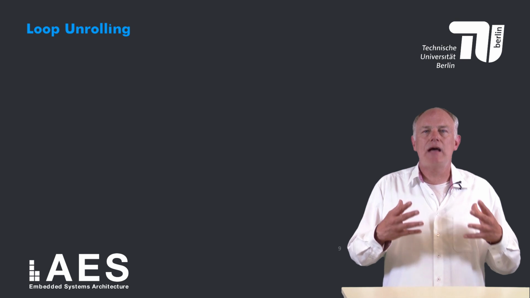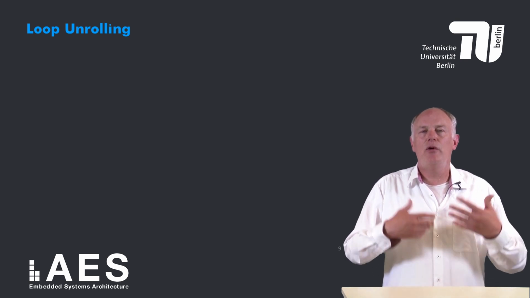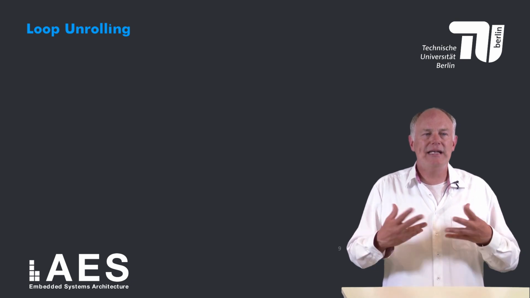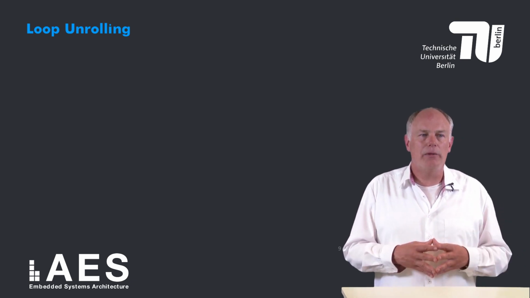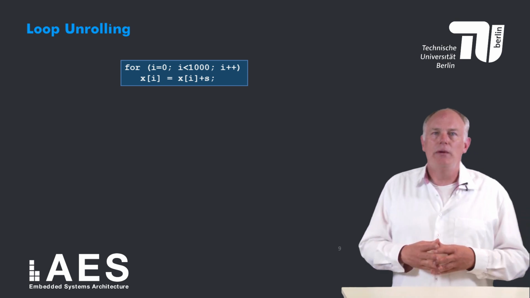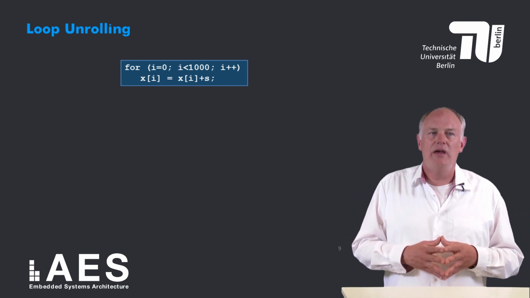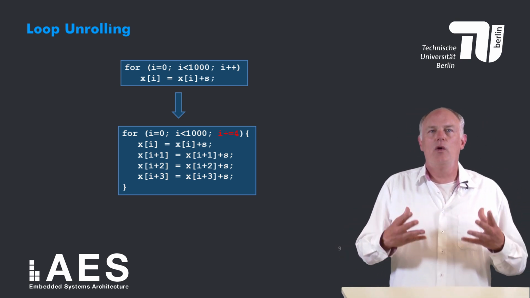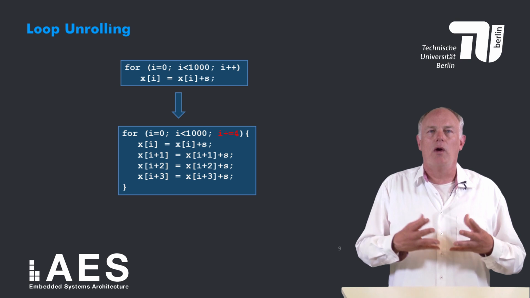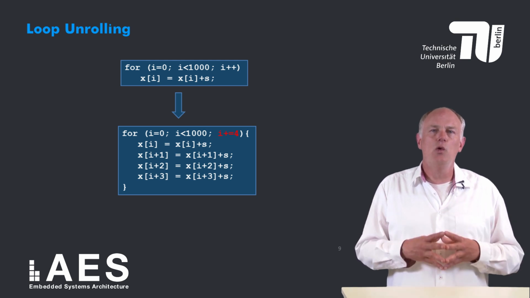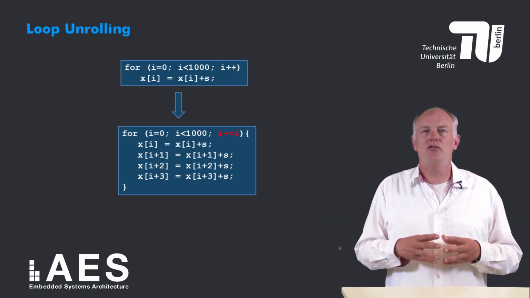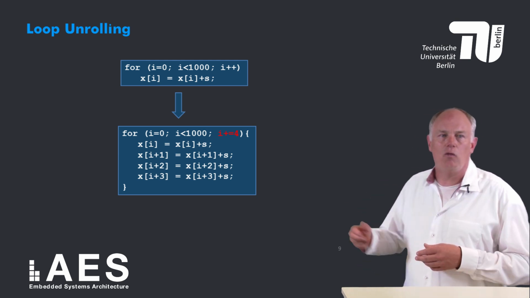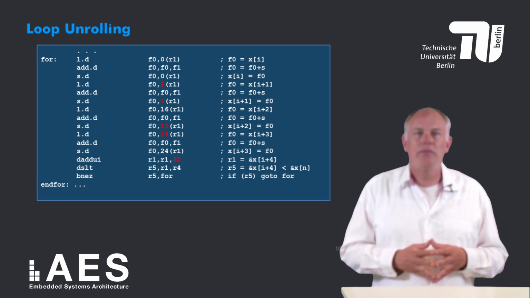Loop unrolling makes several copies of the loop body and therefore the unrolled loop needs fewer iterations than the original loop. It is best explained using a code example. Here's the original loop that iterates 1,000 times, and here's a loop unrolled 4 times. In other words, the loop unrolling factor is 4. 4 copies of the original loop body have been made, and after each iteration the loop index I is incremented by 4 instead of 1, as highlighted in red.